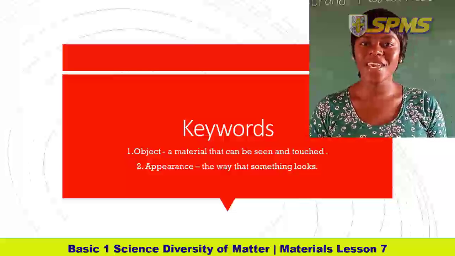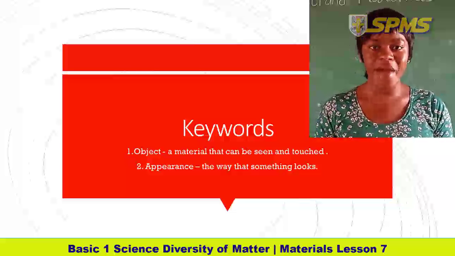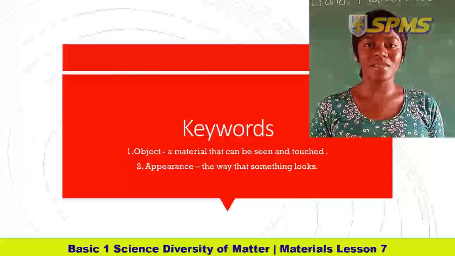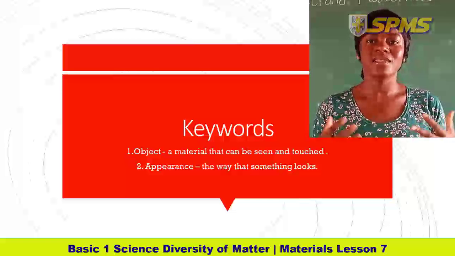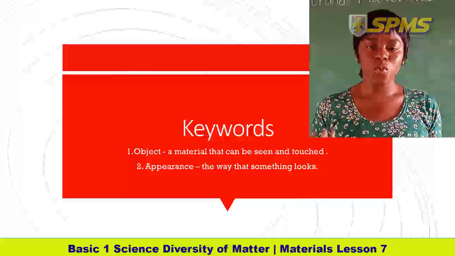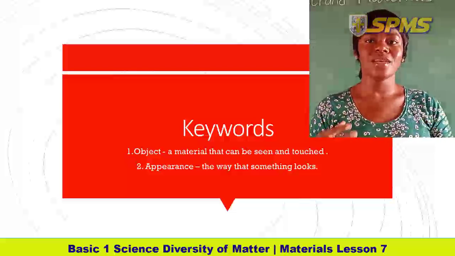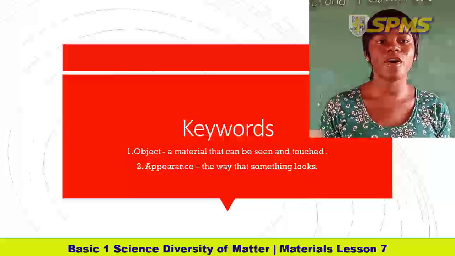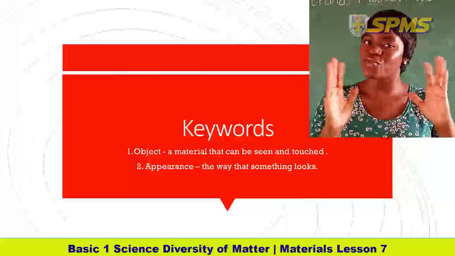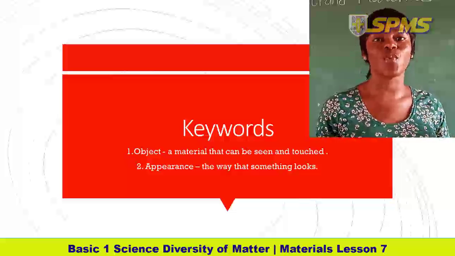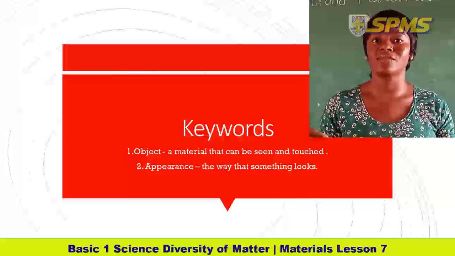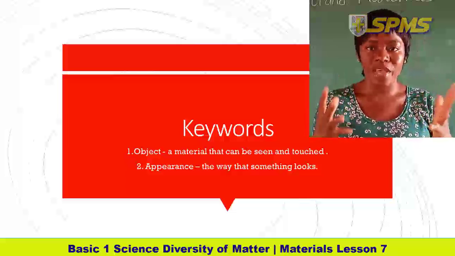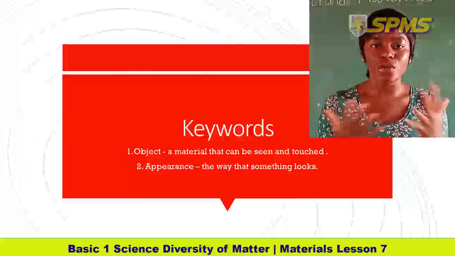Our next keyword is appearance. Appearance. The way that something looks. The way that something looks. So how the thing looks like is the what? Is the appearance. So if the thing is round, the thing is square, the thing is smooth in texture, it is what? The appearance. How it looks like.